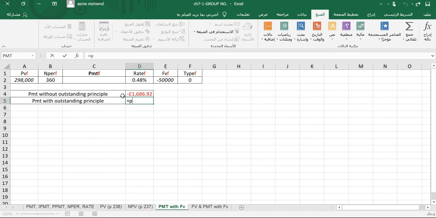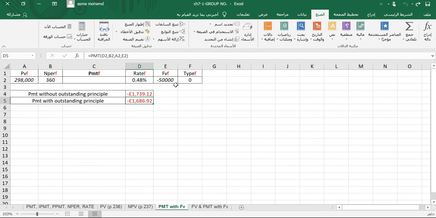So PMT. We'll insert the rate, number, and the present value, the future value. Then we'll close it. Here, because it says without outstanding principal, we need to erase the future value.